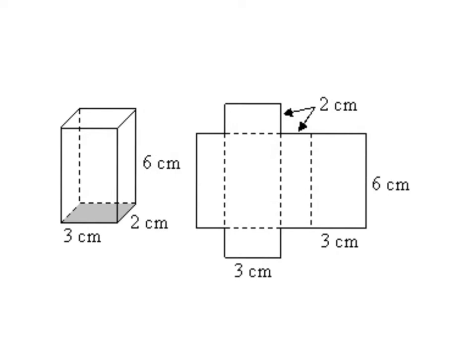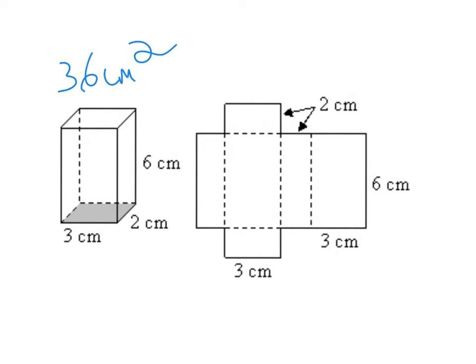For this problem right here, to find the volume, all I would have to do is 6 times 3 times 2, which is, 3 times 2 is 6, times 6 is 36 centimeters cubed. But for surface area, we have a lot more work to do. We have to find the area of each shape and add them all together.